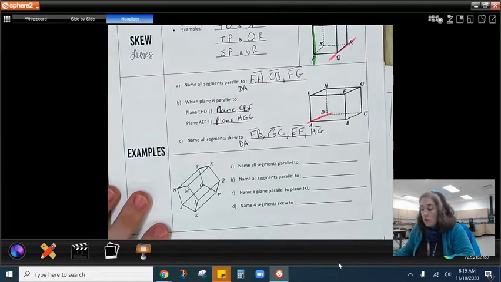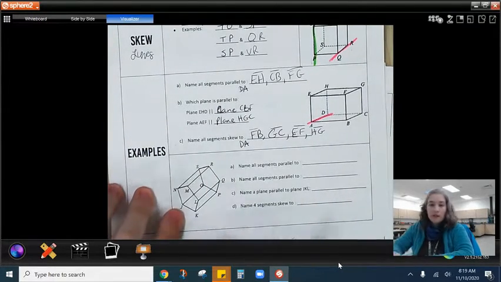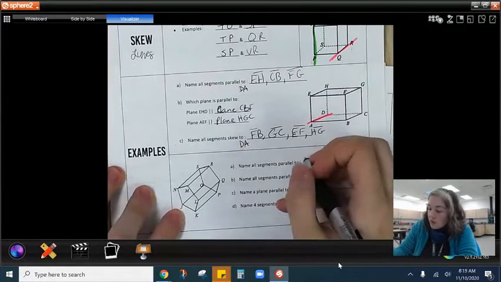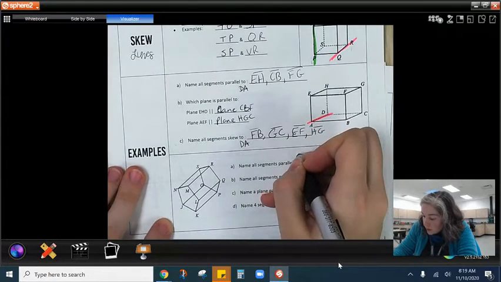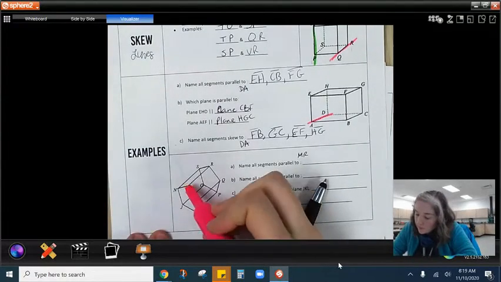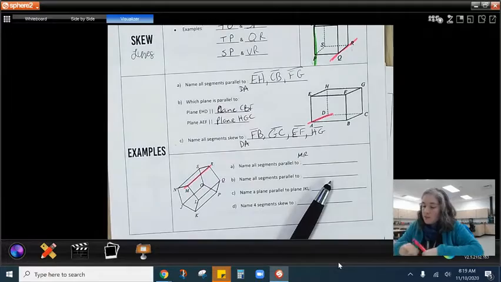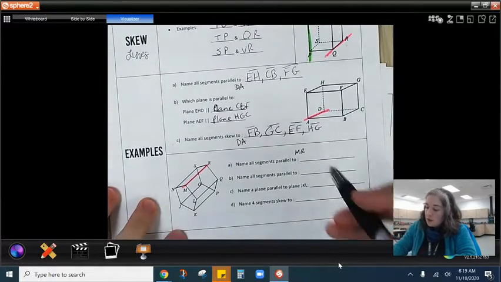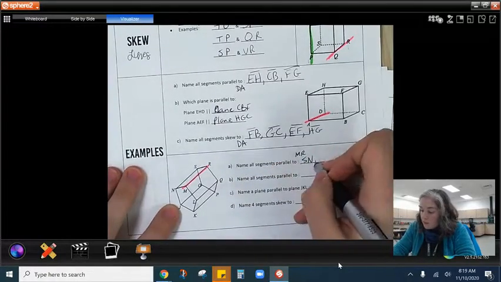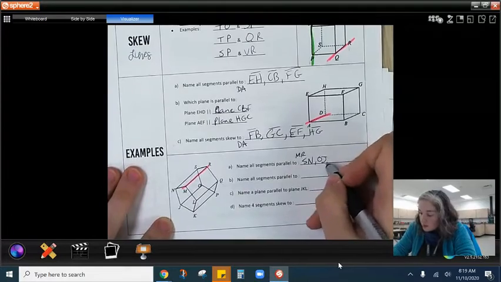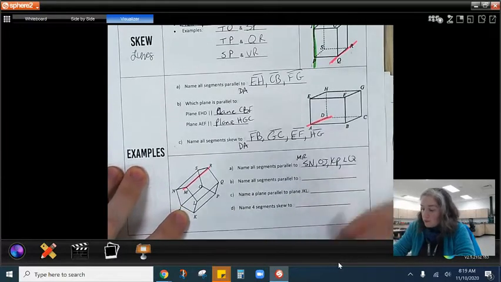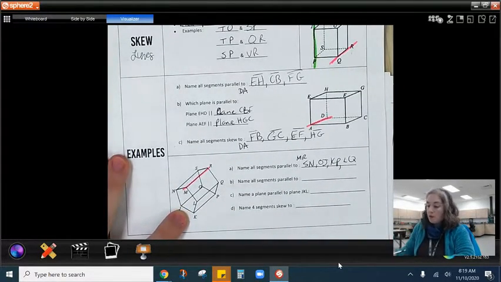All right. So let's try our second example down here. This is actually a pentagonal prism. We want to name all segments parallel to MR. Okay, so here is our MR right here. All segments parallel to MR, well, that would be SN, right? SN. It would be OJ. It would be KP. And it would be LQ. Right? It would be all of those.